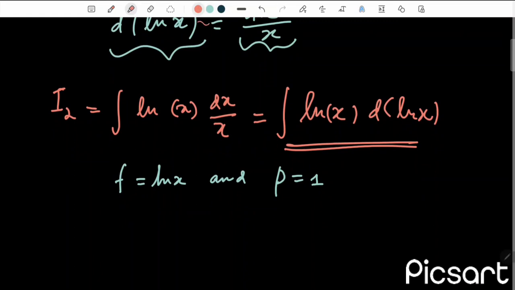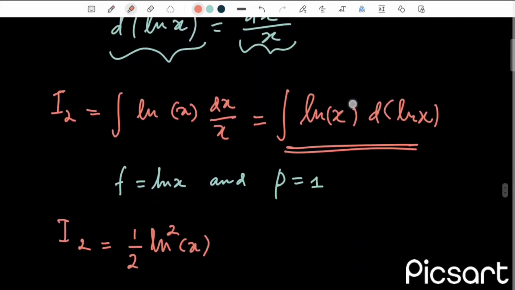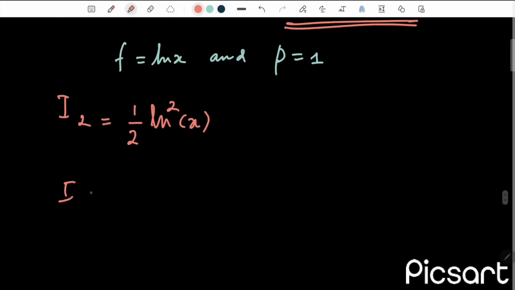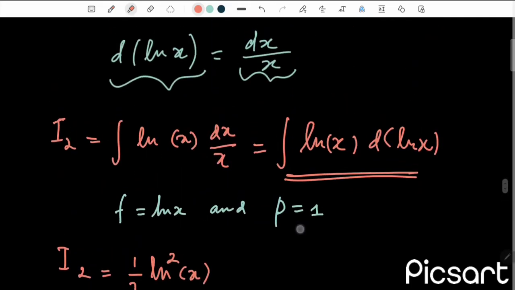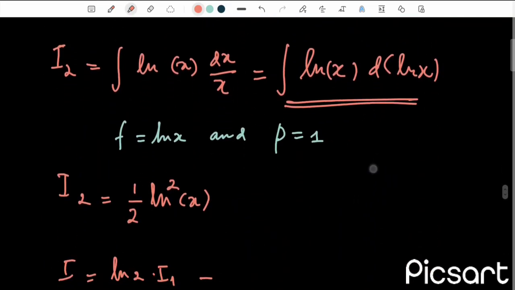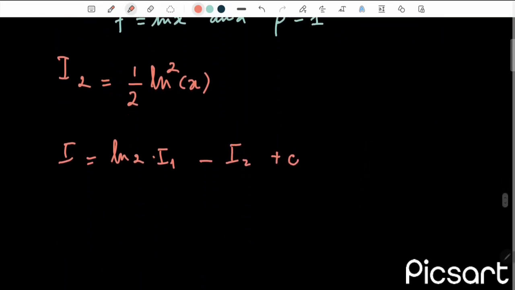And then I2 will be equal to 1 over 2 ln square of x, and the constant of integration we will include for the full I. And for now we have I equal to ln of 2 times I1 minus I2 plus c, the constant of integration.